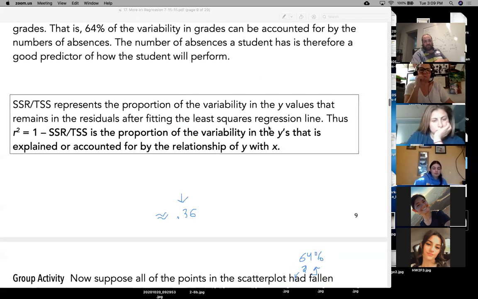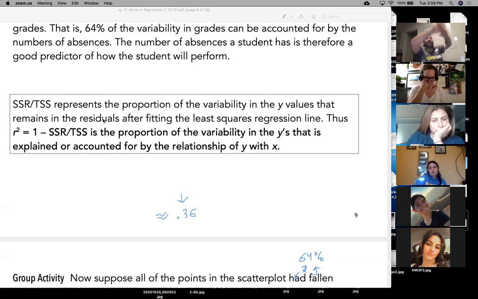So the SSR over the TSS represents the proportion of the variability in the Y values that remains after fitting the least squares regression line. That's the one that we can't explain. R squared, which is 1 minus that, is the proportion of the variability in the Y's that is explained by the regression line. Does that make sense?